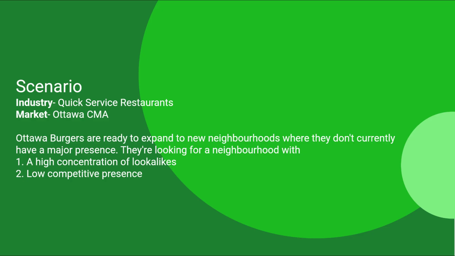They're looking for a neighborhood with a high concentration of lookalike customers and low competitive presence, ideally a first mover opportunity. Let's show them how the heat map search and layer saving feature helps them decide where to open their next location.